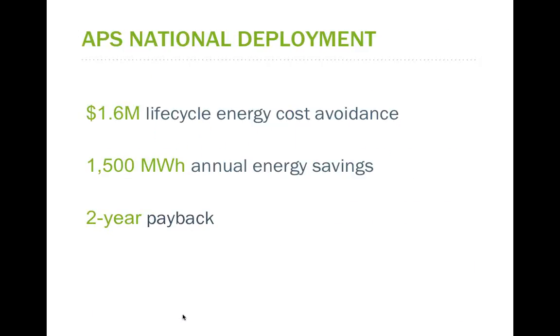Overall, we estimate that this deployment effort will save $1.6 million in life cycle energy cost avoidance and 1,500 megawatt hours in annual energy consumption. Now consider that these are the results from deployment of only 16,000 APS units, when we actually have 1.1 million employees working in our buildings. So the impact of a full deployment of these very simple, literally plug-and-play devices can be truly staggering.